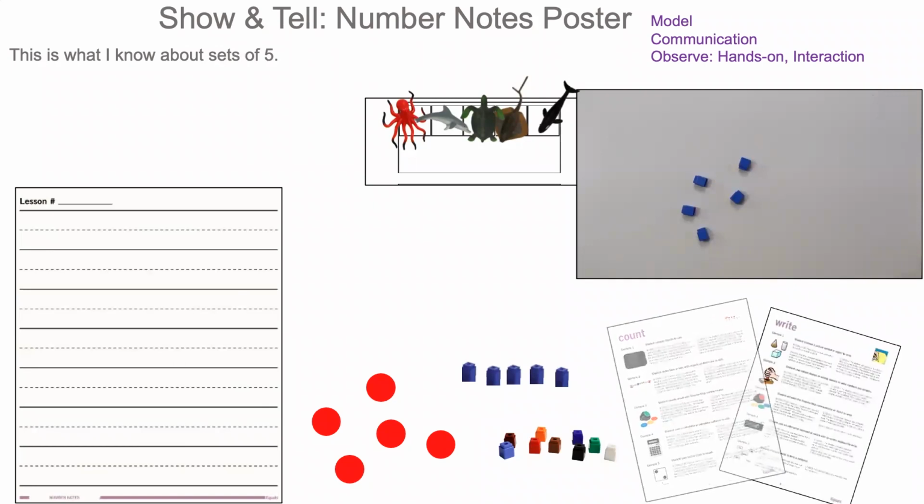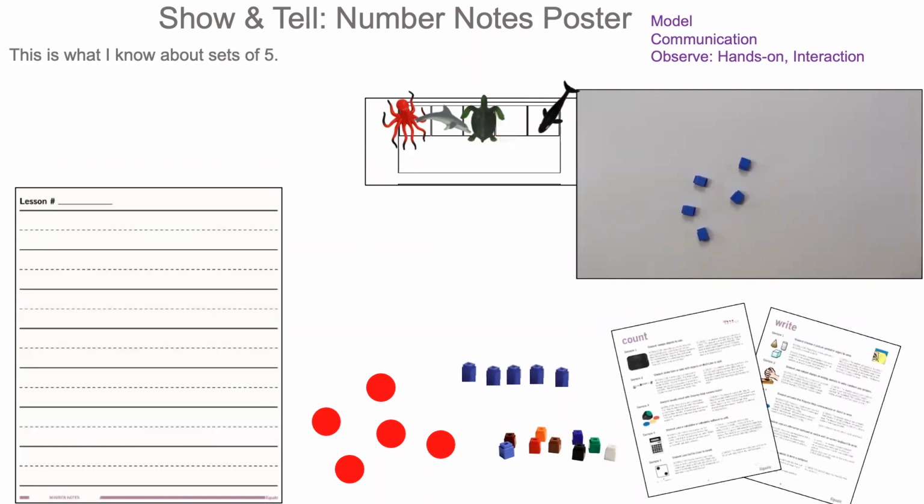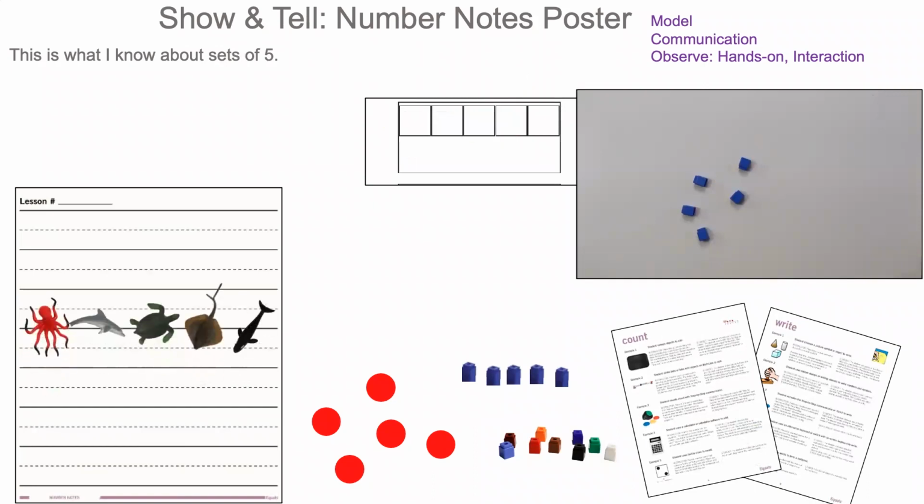This is then repeated with the second question. What do you know about the lesson objective? So students will use the materials out on the table to communicate their knowledge and answer the question. As students are engaging with the materials, be sure to place those materials up on the number notes poster to reinforce their communication and actions.